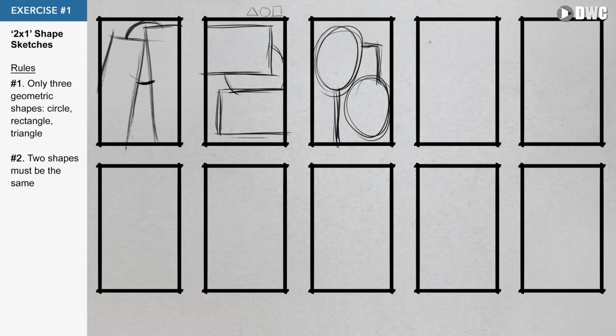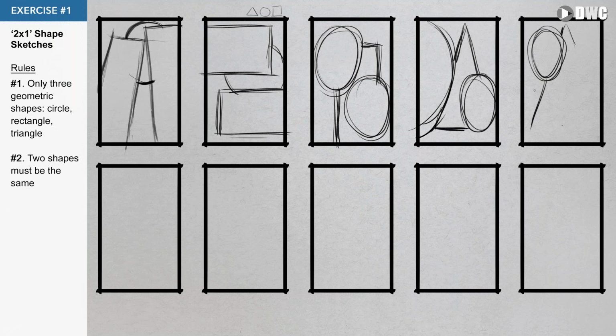Let's see. How about two circles and a triangle? Hmm, yeah. Oh, here's one. Love triangle. How about that? These are a little strange.